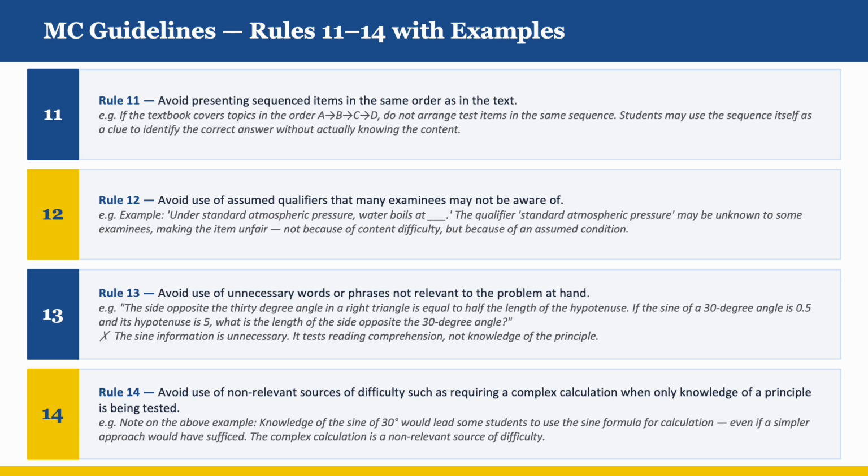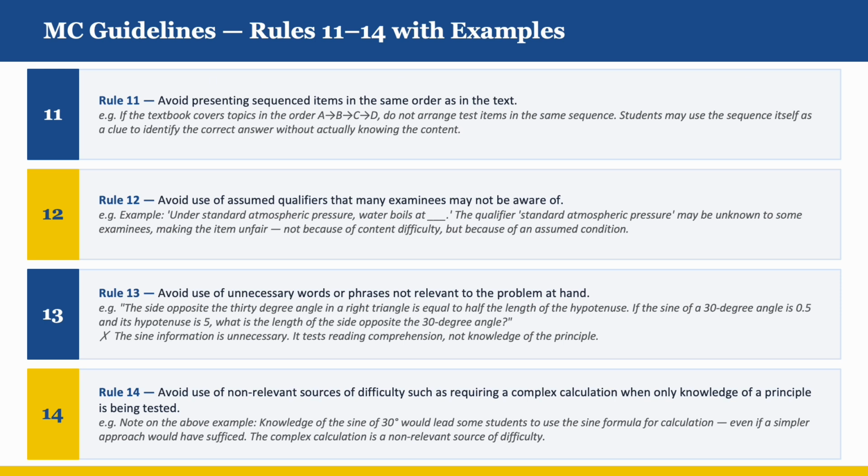Okay, rule number 12: Avoid assumed qualifiers that students may not know. So, for example, under standard atmospheric pressure, water boils at blank. If students don't know what standard atmospheric pressure means, the item becomes unfair. Not because the content is hard, but because of an assumed condition they weren't taught. So be explicit about the context you're testing in.